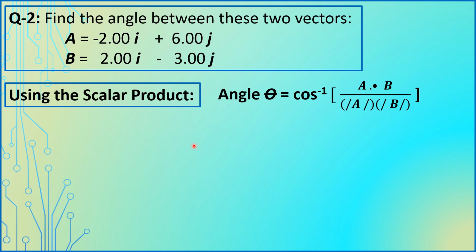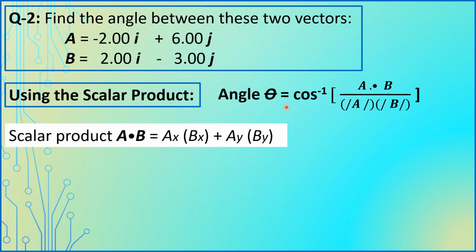So we first determine the scalar product of A and B. What we do is we simply multiply the x component of vector A by the x component of vector B, and then add to that the y component of vector A multiplied by the y component of vector B.